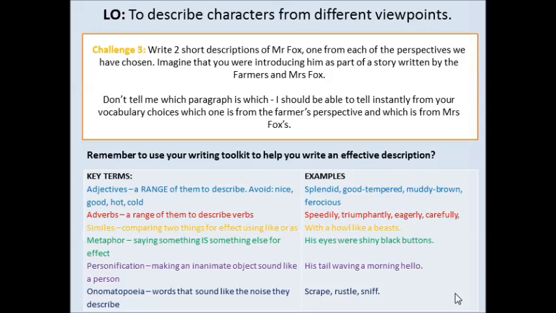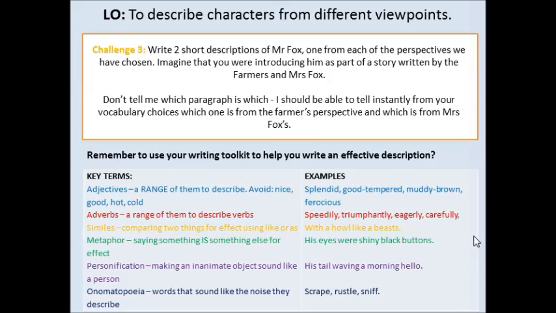So I want you to imagine that you were introducing him as part of a story, but part of the story is written by Mrs. Fox and part of it is written by the farmers. So the other part of the challenge then is to not tell me which paragraph is which, because I should be able to tell from the words that you've chosen which one you've written as the farmers and which one you've written as Mrs. Fox.